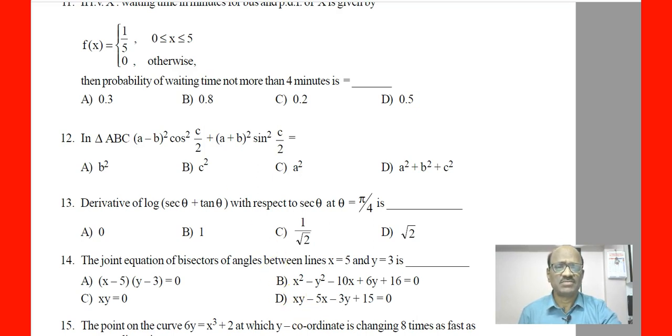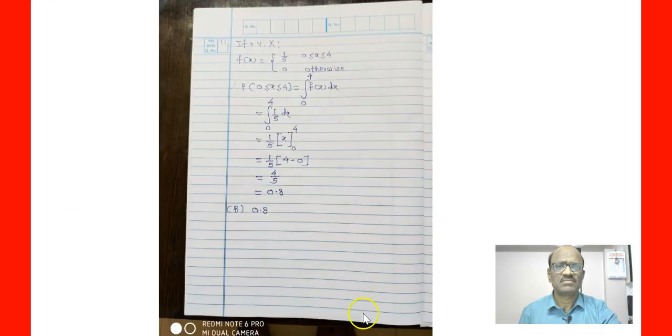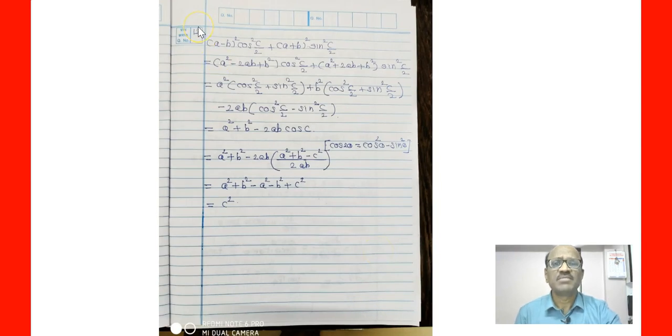Now see the answer of this question. That is (a minus b) whole square into cos square c by 2 plus (a plus b) whole square into sin square c by 2. After the expansion of (a minus b) whole square, you have to do it very fast. That is a square minus 2ab plus b square into cos square c by 2. The same thing is expanded here, a square plus 2ab plus b square into sin square c by 2. And what will you get here? That is a square cos square c by 2 and a square sin square c by 2. Then a square in bracket cos square c by 2 plus sin square c by 2, you will get 1.